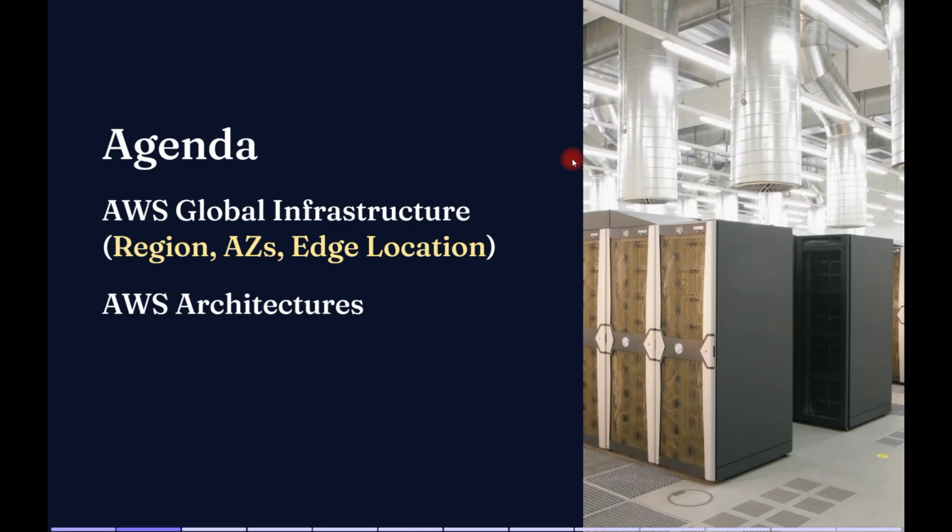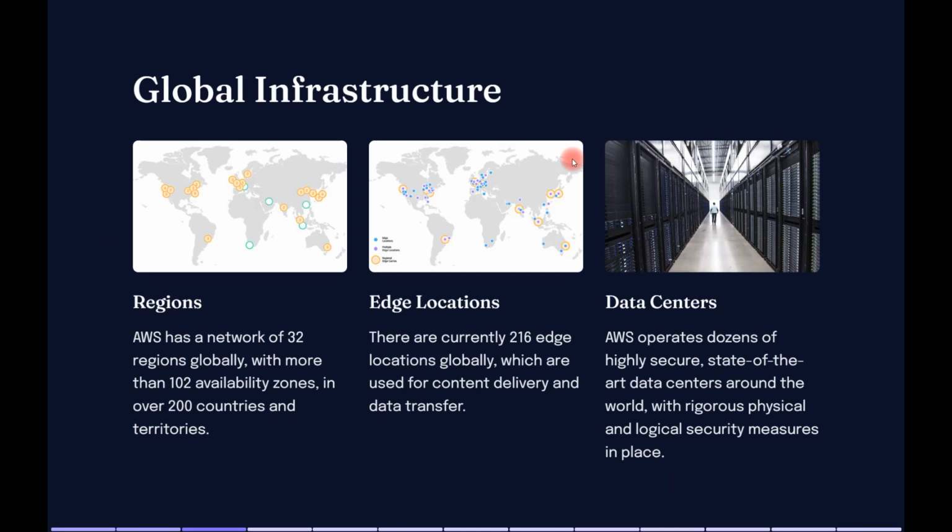Next, we will see how this global infrastructure features like regions, availability zones, and edge locations help in our technical architecture while we are designing the solution for our organization. So quickly, let's start. First thing, let's understand the global infrastructure. As you know, AWS operates a global infrastructure that spans multiple geographic regions and availability zones around the world. This infrastructure is designed to provide high availability, fault tolerance, low latency access, and disaster recovery solutions.